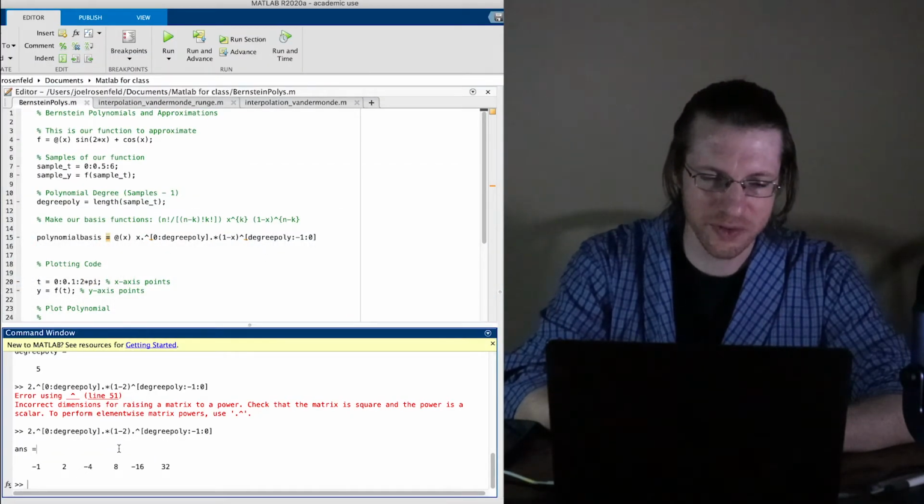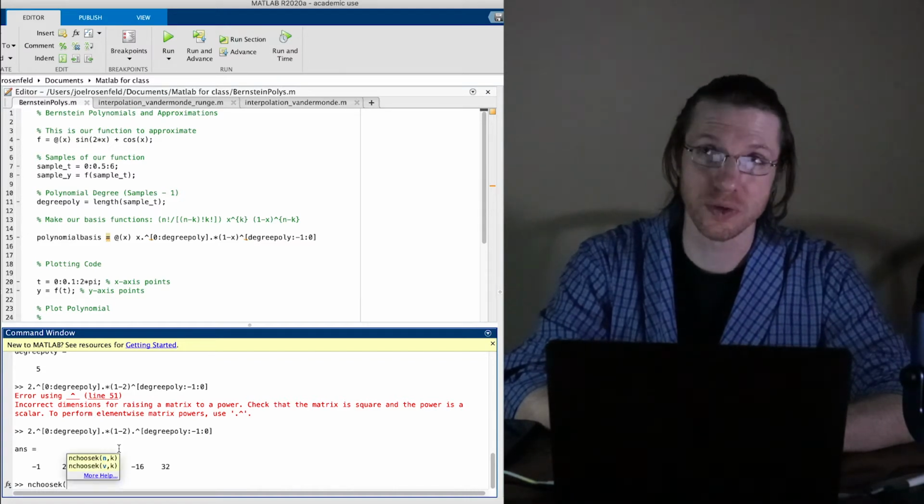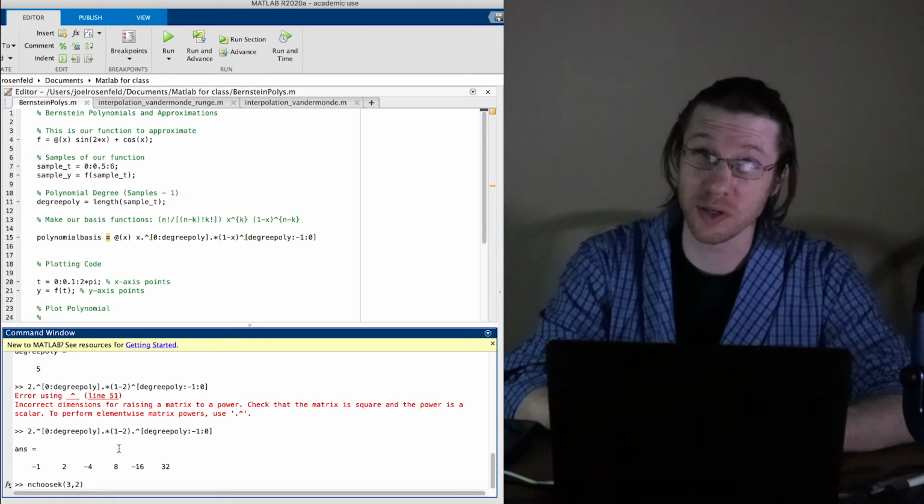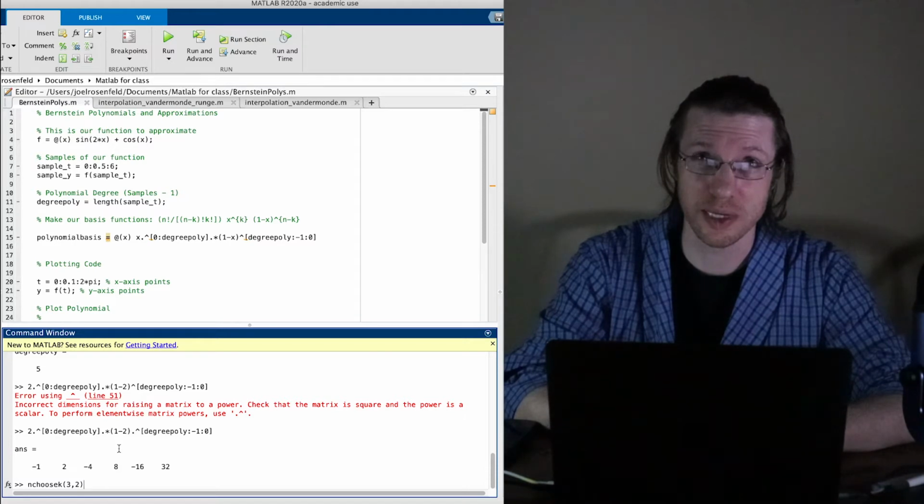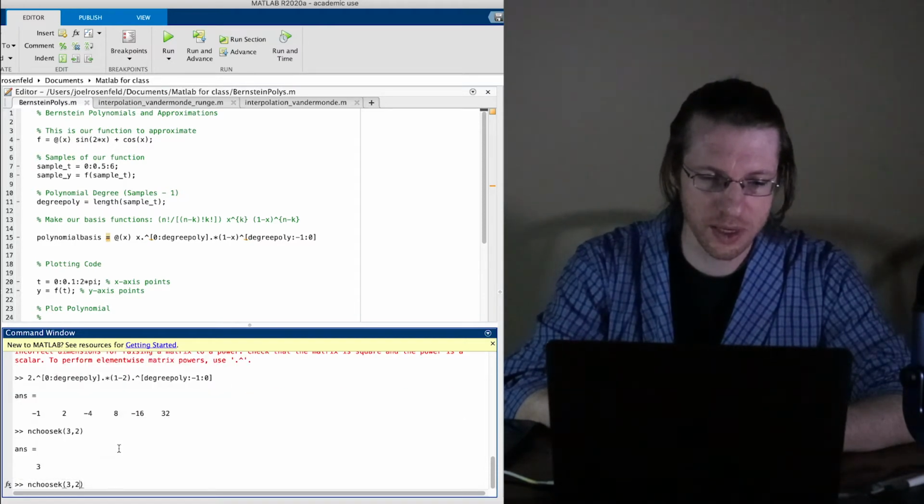So we're going to have n choose k. So 3 choose 2 should be 3 factorial, 6, divided by 2 factorial times 1 factorial, so it should be 3, right? Good. Okay, that works.